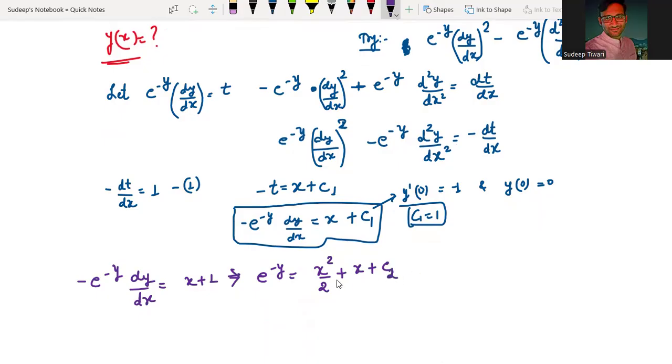And now again at x equal to 0, your y0 is equal to 0. From here also you get that c2 is equal to 1. And from here you get e raised to power minus y is simply x square by 2 plus x plus 1. And which supplies you this thing, y is equal to minus of ln of x square by 2 plus x plus 1.